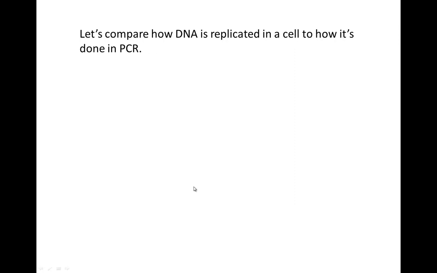So let's take a quick look here at how DNA is replicated inside a cell naturally versus how it's replicated in a test tube, in PCR. The first step in cellular DNA replication begins with helicase, an enzyme that requires ATP to create single-stranded DNA. It unwinds the DNA into what's called a replication bubble, so that a small region of DNA is separated into single strands that give the polymerase access to make the copies.